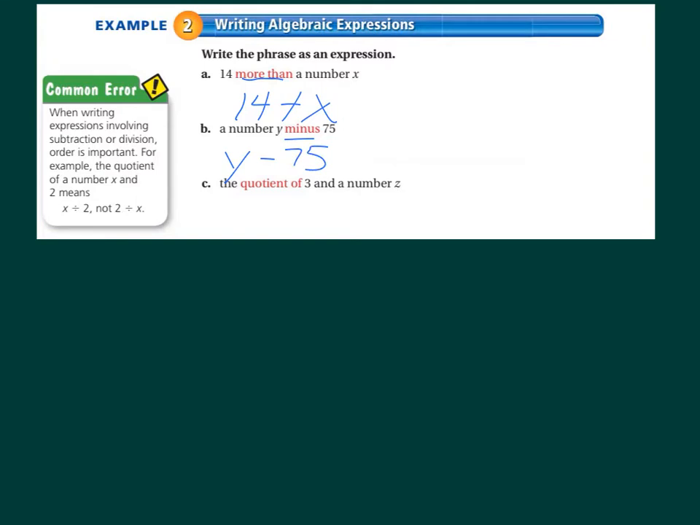The quotient of 3 and a number z. So here again is quotient, so division is important, but when it's written to the left of the numbers like that, we can just write 3 divided by z. Another answer that would be completely acceptable would be 3 over z. Both of those answers would be right, but not z over 3 or z divided by 3.